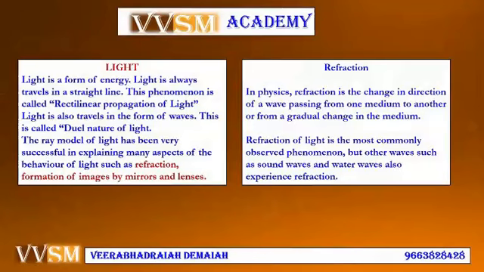Light always travels in a straight line. This phenomenon is called rectilinear propagation of light. Light also travels in the form of waves. This is called the dual nature of light.